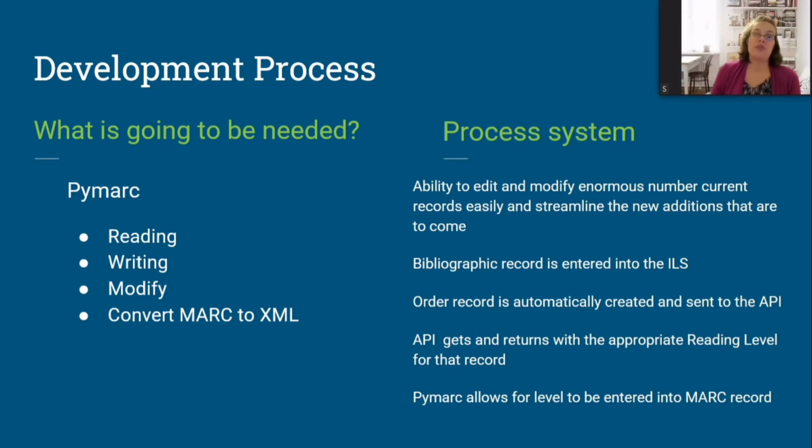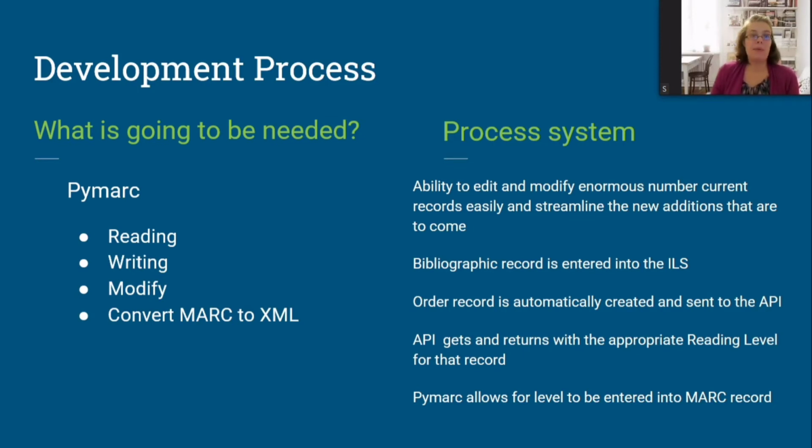So this will start with the bibliographic record being entered into the ILS. Then the ILS will make an order record, which is automatically created once that bib record's inputted. And that information will be sent to the API through being converted from the PyMARC.